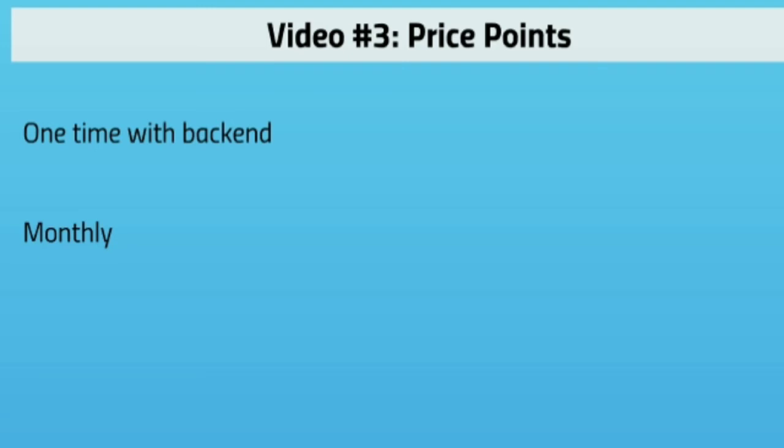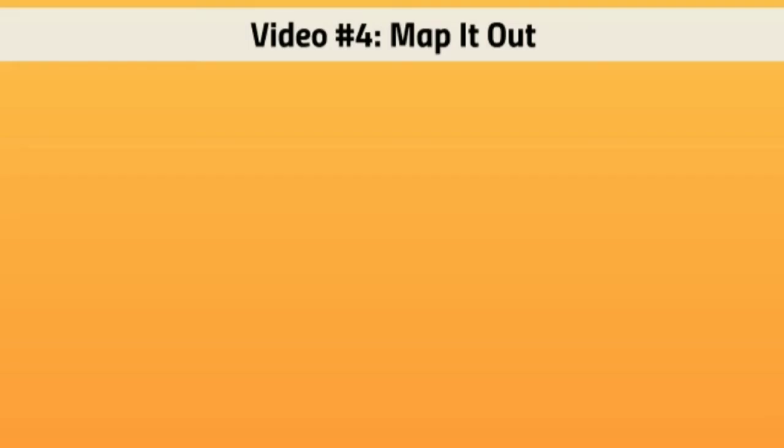Jot down what kind of price point you want to do. If you want to do a setup fee, maybe you charge a large fee like $100 up front, and then every month after that, it's $27 a month. So just jot down what your price point is. Don't think about anything else. Just keep it simple. And then in the next video, I'm going to show you how to really map everything out.